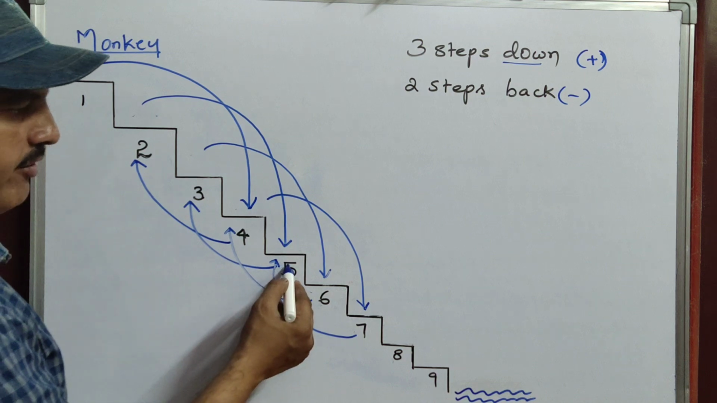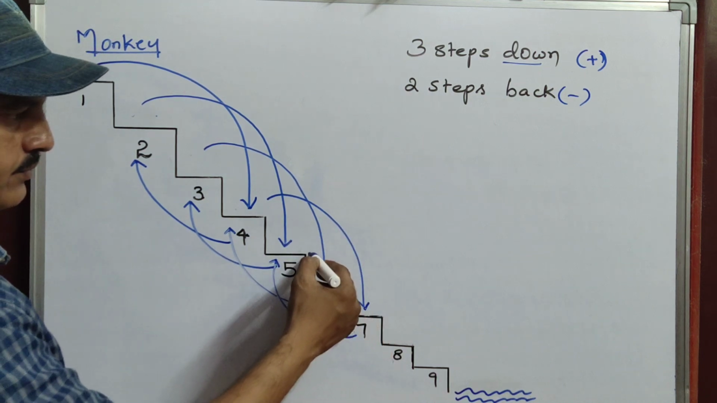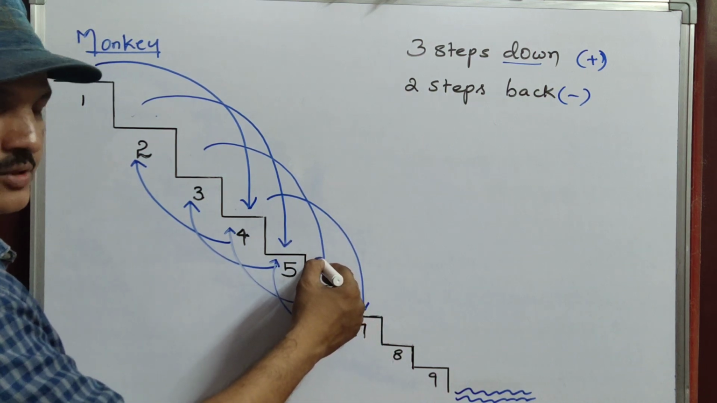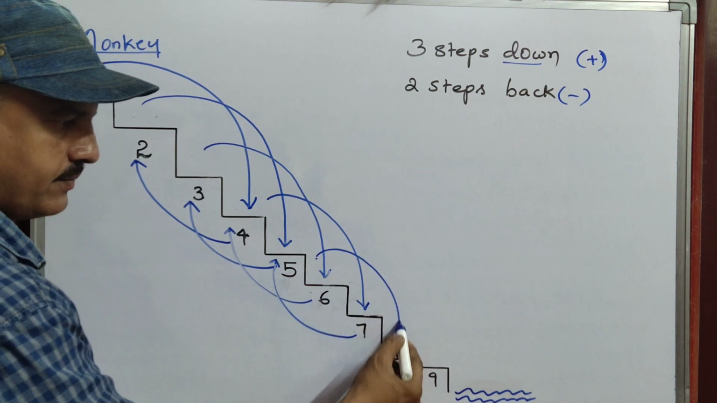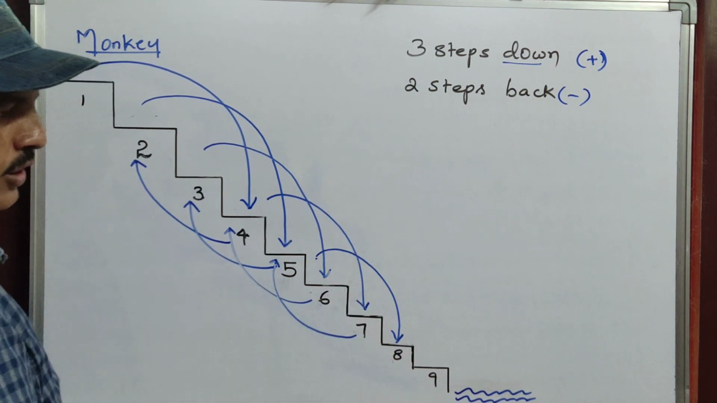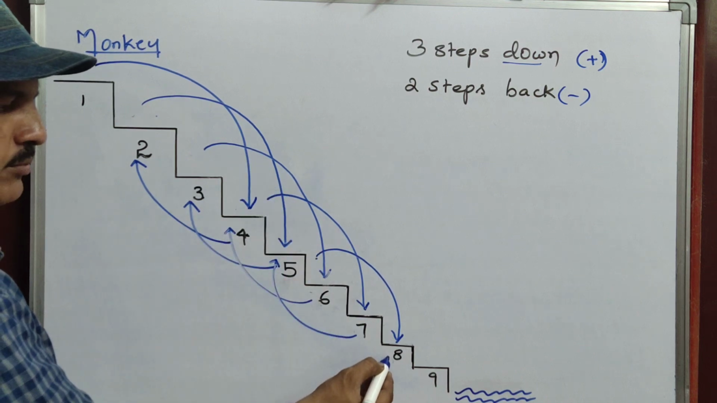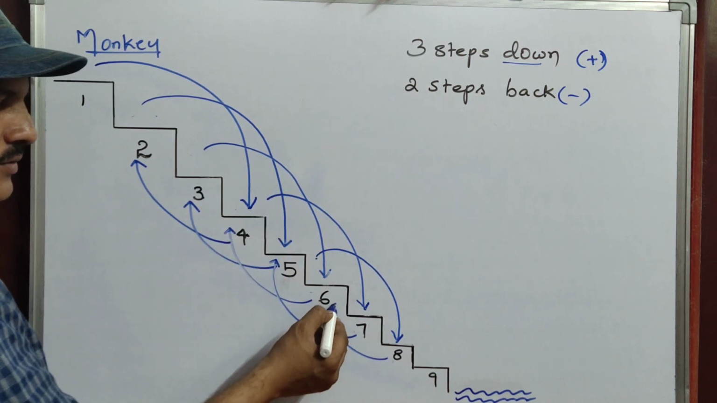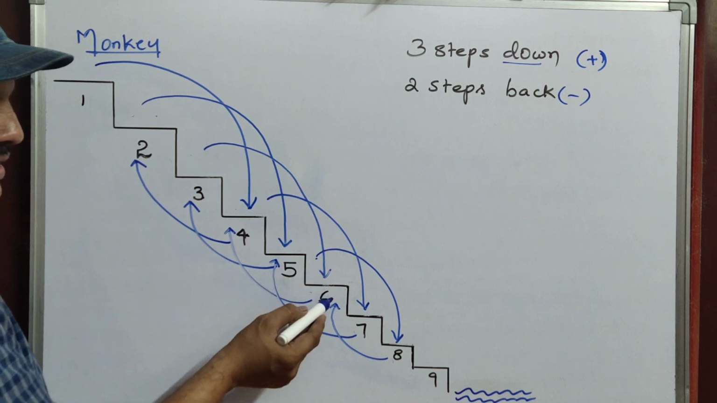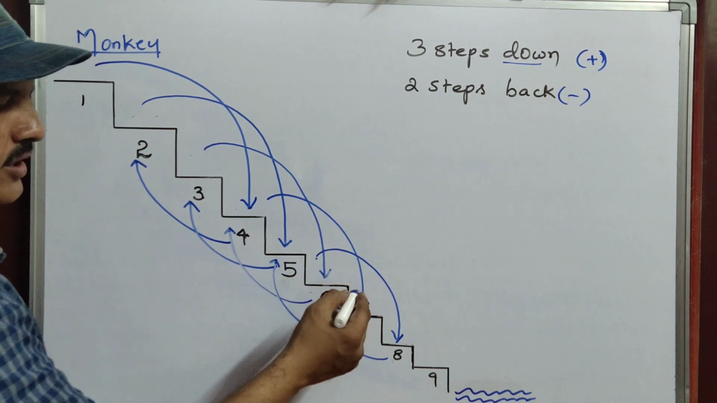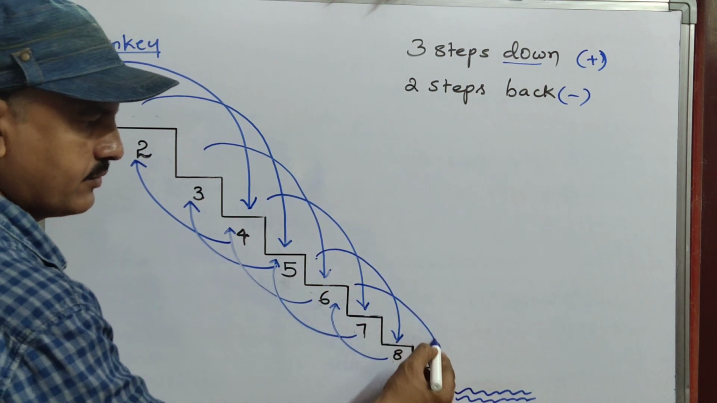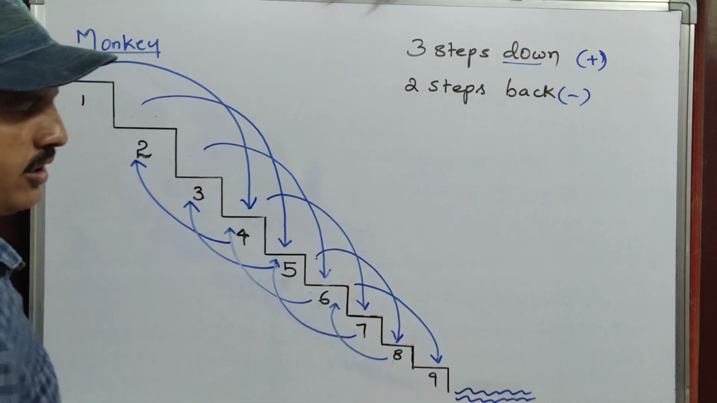Okay. Now from 5 again 3 steps down. That means 8. Now again from 8 it will come back 2 steps. So 8 minus 2, 6. Now the monkey is in the 6th step. Now from 6th it will go to 9th, because 6 plus 3 is 9.